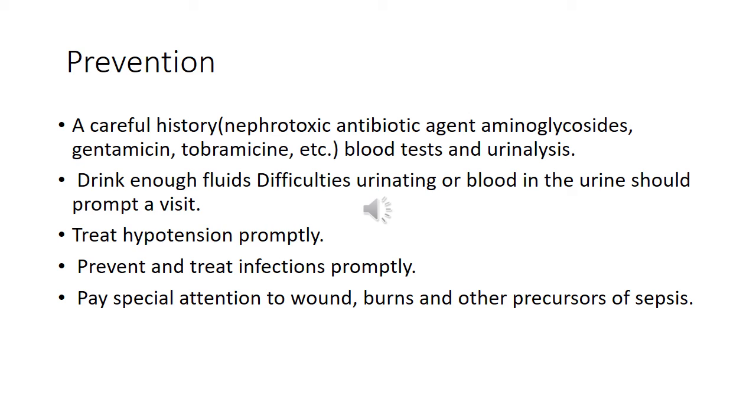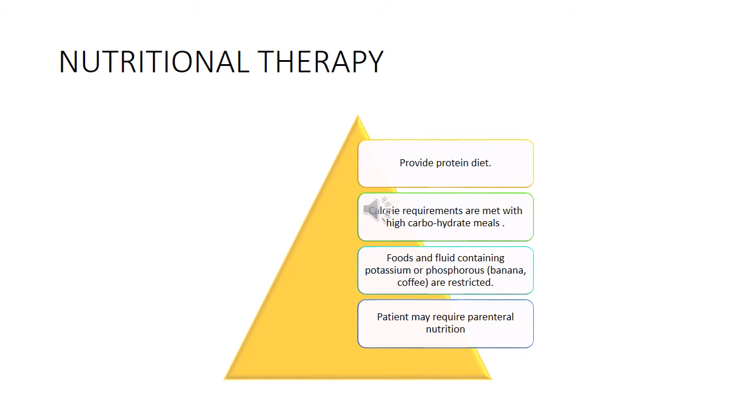Then take enough fluids, and difficulty in urination and blood in the urine should prompt a doctor visit. While a patient has difficulty in urination, the patient has to go and meet the doctor immediately. And treat hypotension properly, prevent and treat infections properly, and pay attention to wounds, burns and other precursors for sepsis. Nutritional therapy: the patient may be dehydrated, and that is why the patient has loss of energy.